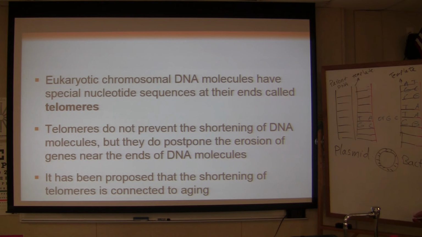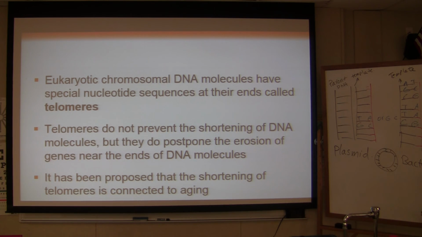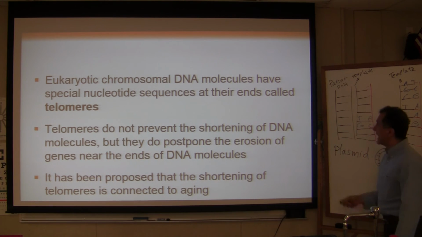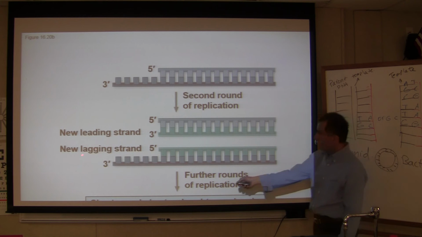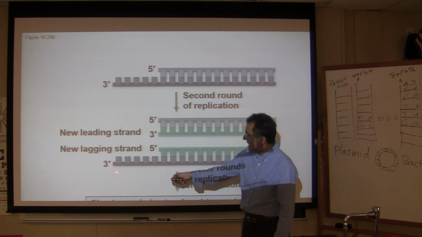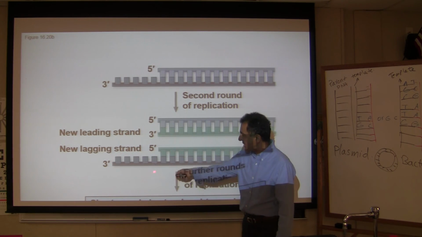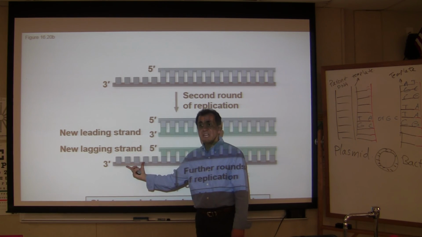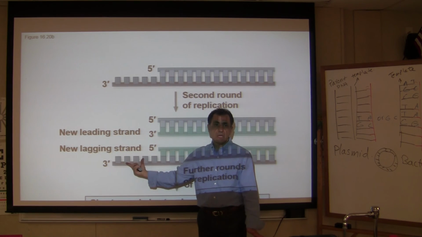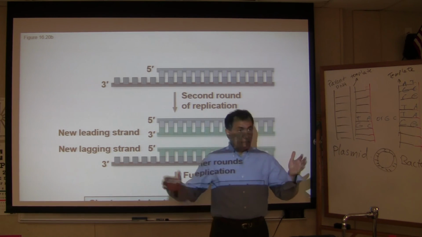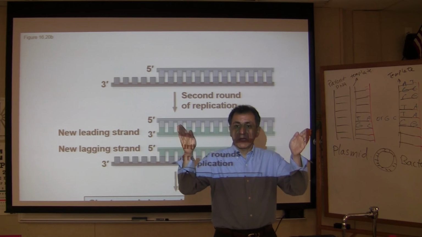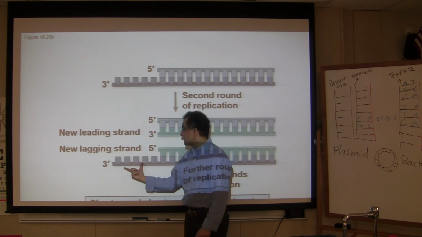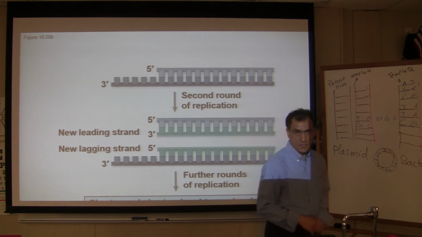Eukaryotic chromosomal DNA molecules have special nucleotide sequences at their ends, right here. This end, every time that DNA duplicates, a piece of the end of the DNA erodes away, gets cut off. So as you're aging, your DNA is becoming a little bit shorter and shorter and shorter. These ends are called telomeres.